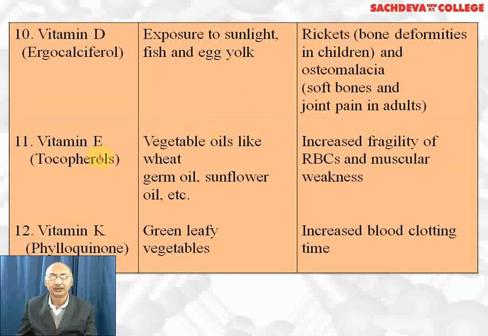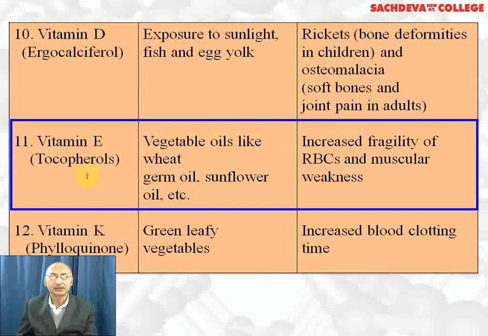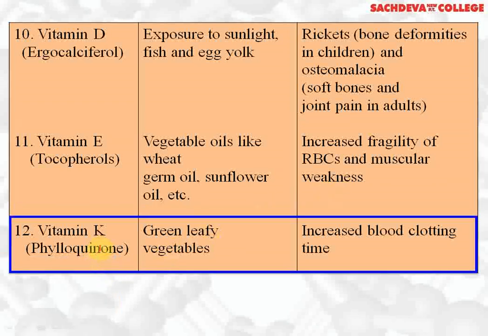Vitamin E is called tocopherols. Vegetable oils like wheat germ oil and sunflower oil are the sources of vitamin E. Increased fragility of RBC, muscular weakness and loss of reproductive power are deficiency diseases of vitamin E. Vitamin K is called phylloquinone. It's present in green leafy vegetables. It decreases blood clotting time. So its deficiency leads to hemorrhage.